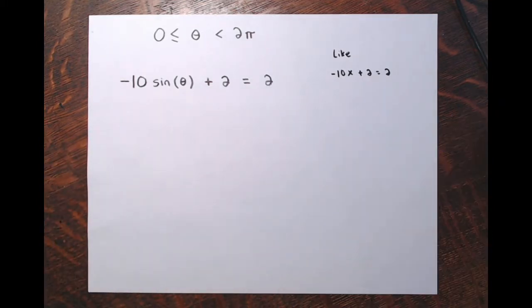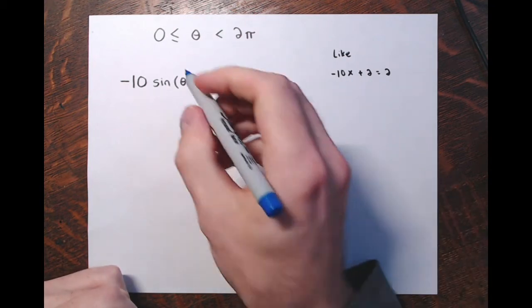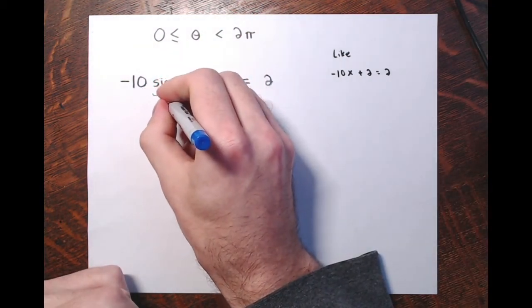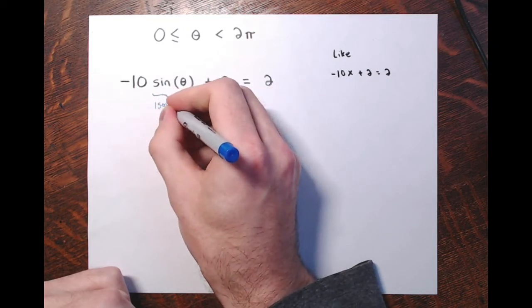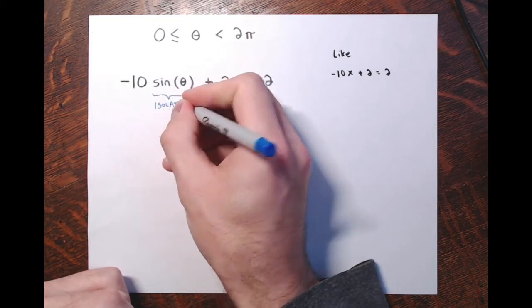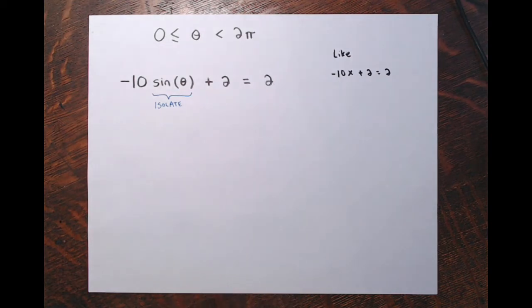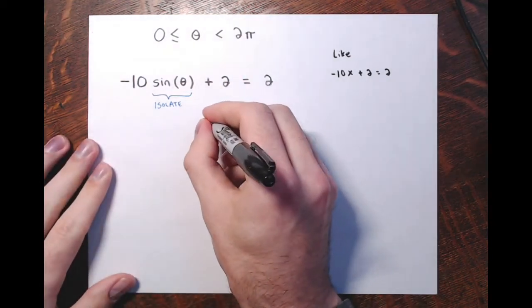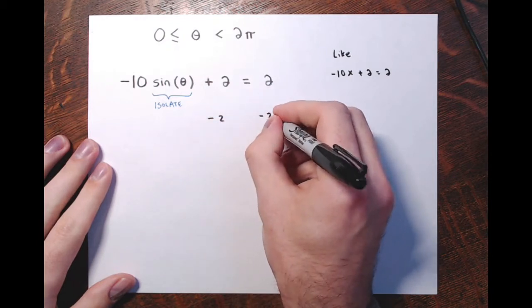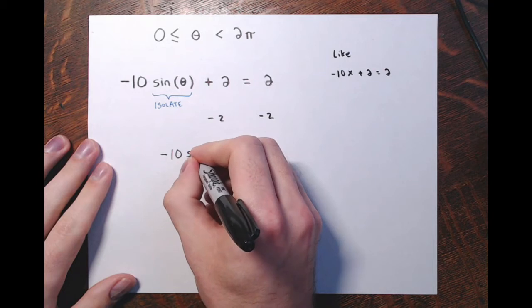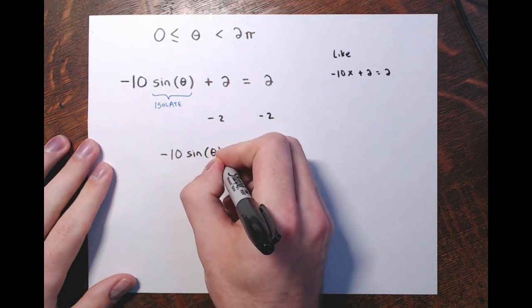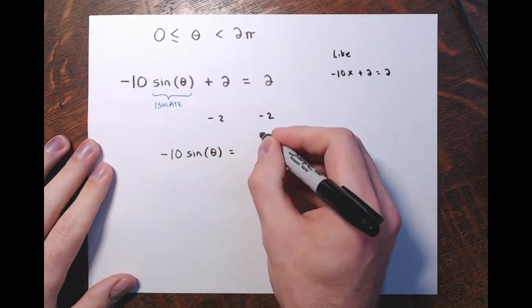So you know how you would solve this. You would get x alone. Same here. Get the sine of theta alone. And we'll isolate the sine of theta. So first I would be subtracting 2 from both sides, right? Leaving me with negative 10 times the sine of theta equals 0.